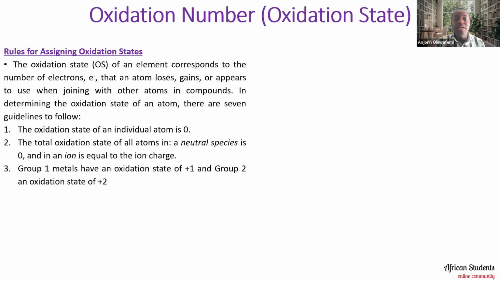Now, group 1 metals have an oxidation state of +1, and group 2 metals have an oxidation state of +2. It's the fundamental rule.